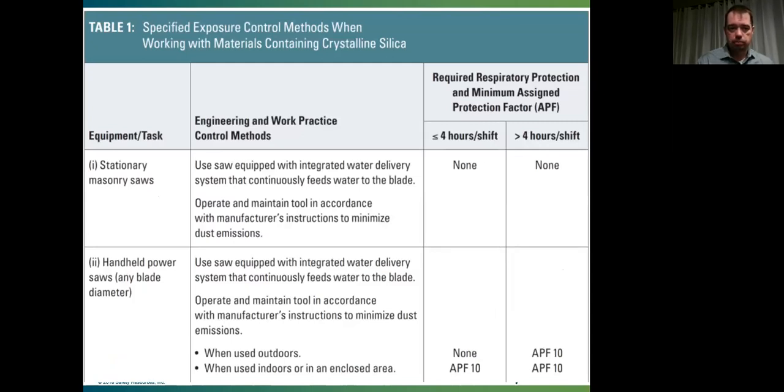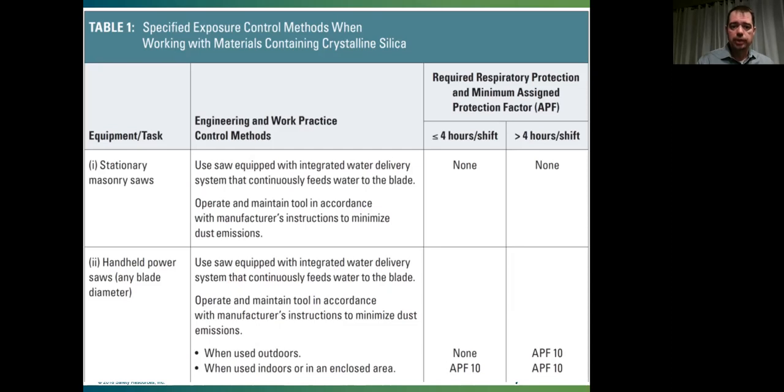So as I kind of mentioned before, we look at Table 1, and here are the first two items, 1 and 2. And in basically those examples, what we see is, in item 1, we have stationary masonry saws. So with those types of equipment, the control methods in place basically stipulate it has to have some type of integrated water delivery system that will continuously feed water to the blade.